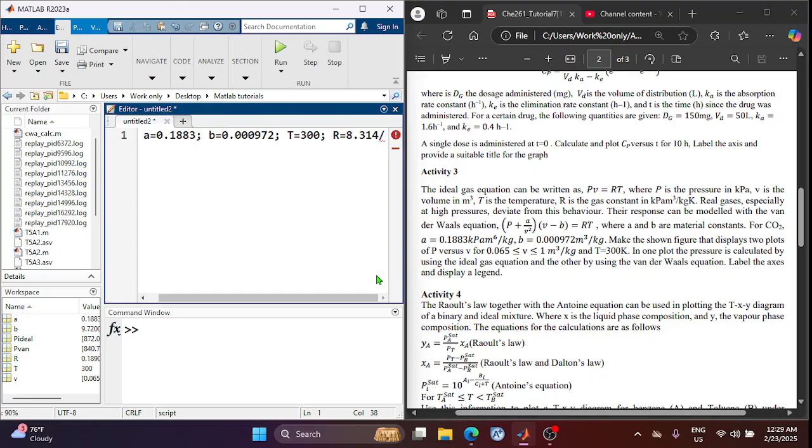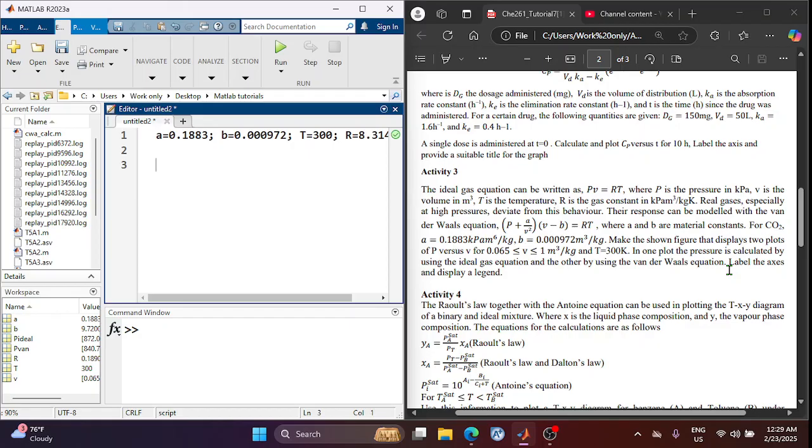We can tell, because here the question said that R is the gas constant in kilopascal meter cube per kilogram. If it was per kilomole, then we know that it's a universal gas constant, right? But this is per kilogram, so it's a specific gas constant. It's 8.314 divided by the molar mass of our gas. In this case, our gas is CO2. The molar mass is 44. So now we can write out the equations.